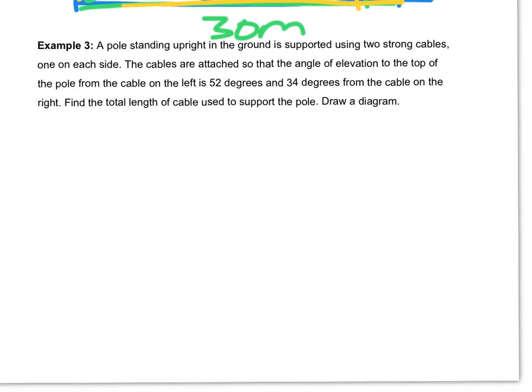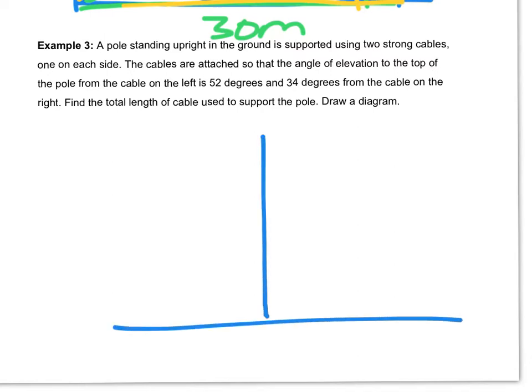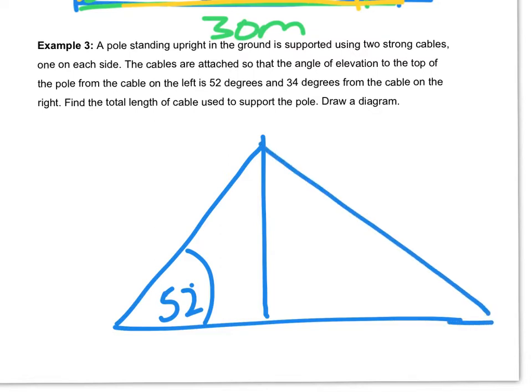Next one. A pole is standing upright in the ground supported by two strong cables, one on each side. Okay, so let's draw in our ground again, and here's the pole. The cables are attached so the angle of elevation to the top of the pole from the cable on the left is 52 degrees, and 34 degrees from the cable on the right. Okay, so that's our situation. Find the total amount of cable necessary to support the pole.